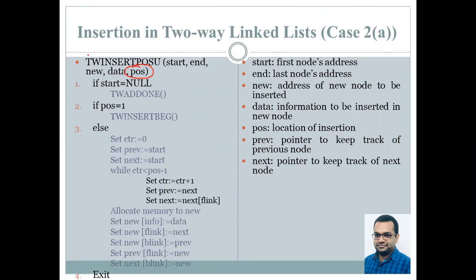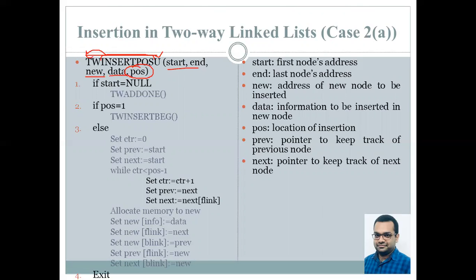We have called our procedure TW insert POSU, that is insertion on the basis of position, linked list being unsorted, and the linked list of type two-way. We are given two pointers start and end that contain the address of the first and the last nodes respectively. New will be used to allocate the memory dynamically to a new node that is to be inserted. Its information part will be initialized with the data value.